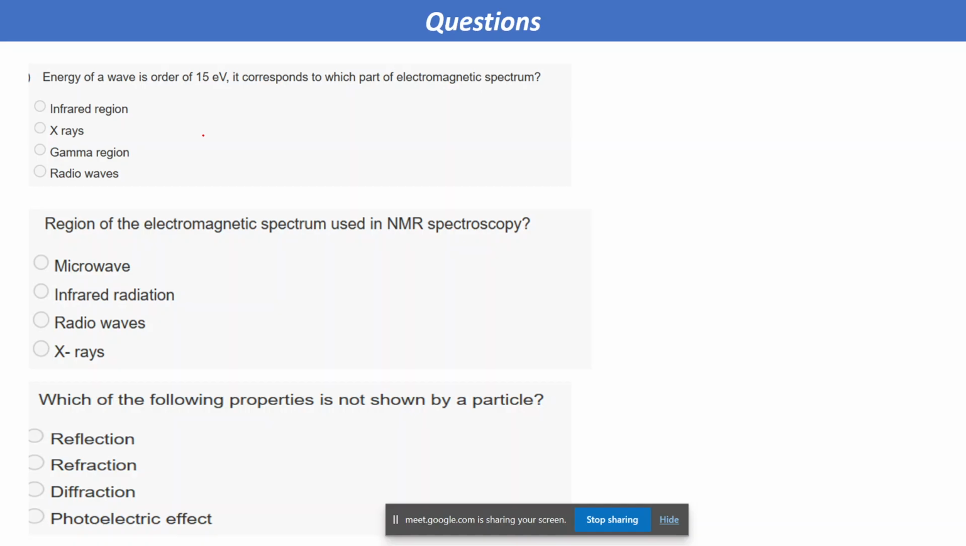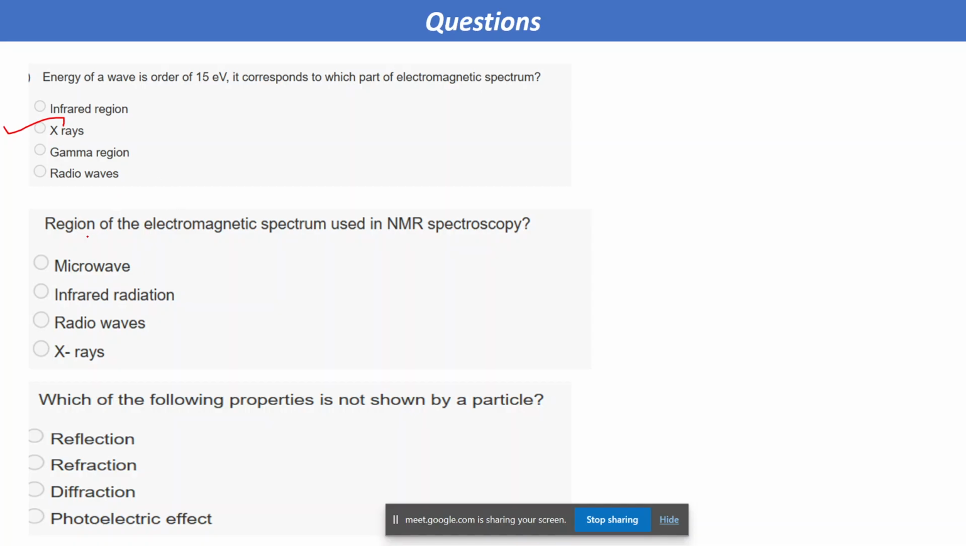So, what will be the answer? If the energy is in the order of 15 electron volts, then which part of the electromagnetic spectrum does it belong to? X-rays. Yeah, it will be X-rays.